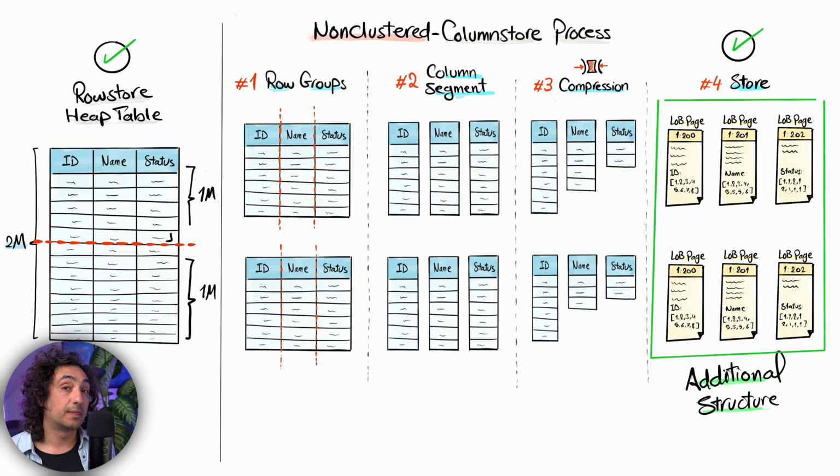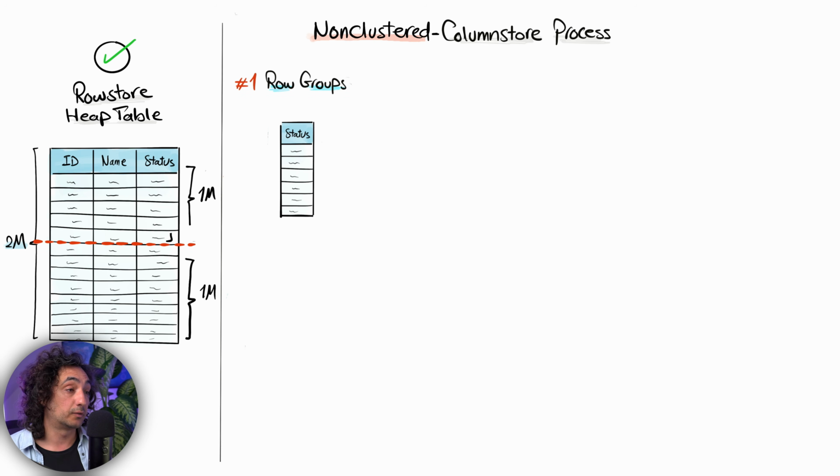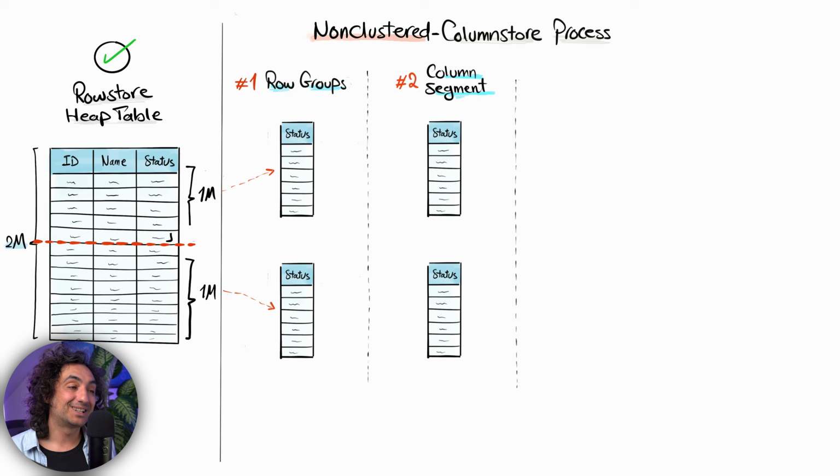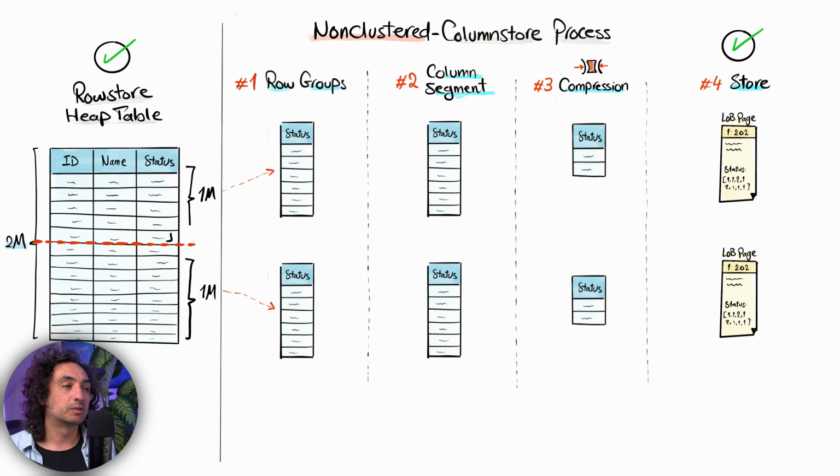And of course, in the non-clustered column store index, since we are creating an extra index outside of your original table, you can define which columns should be included in this process. It does not have to be all the columns. You can go, for example, with only the status. That means you build a column store index only for one column, the status of the customers. So this is what we mean by the clustered column store index and the non-clustered column store index.